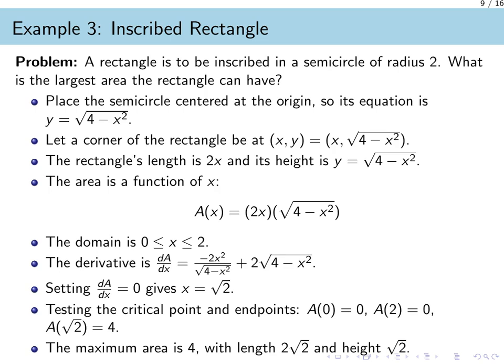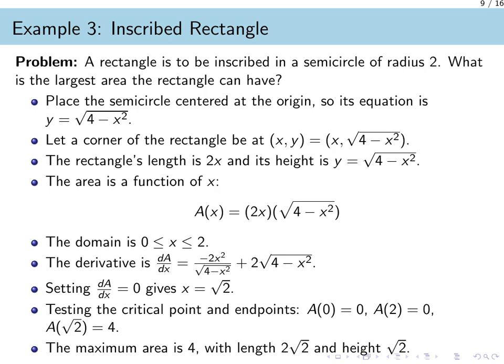Let us apply our optimization strategy to find the largest rectangle that can fit inside a semicircle of radius 2. First, I will place the semicircle on a coordinate plane centered at the origin, which gives us the equation y equals the square root of the quantity 4 minus x squared. If I set one corner of the rectangle at a point x, y on this curve, its height is y and its full length is 2 times x.